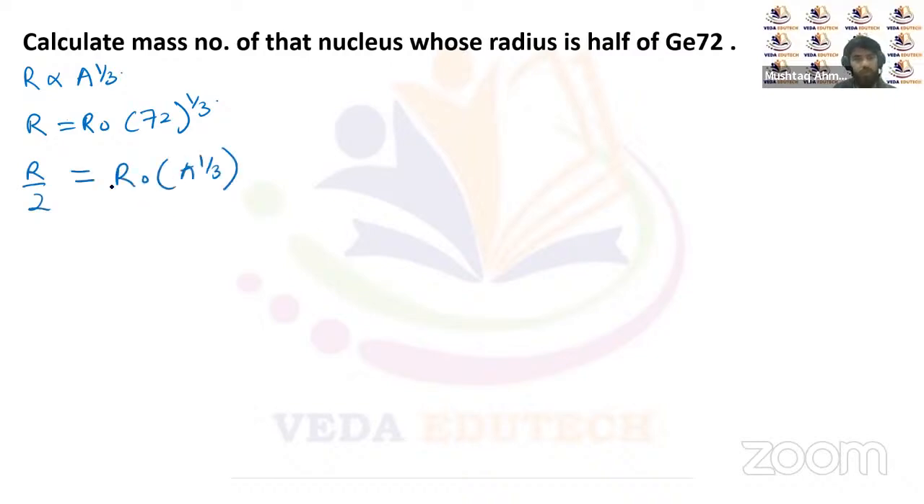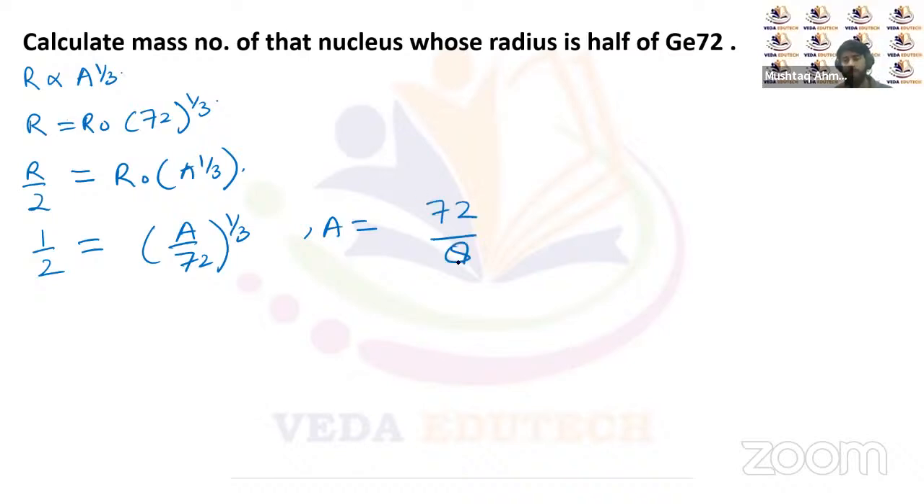8 to the power 1 upon 3. So if we divide them both, it will be equal to 1 by 2, a upon 72 raised to power 1 by 3, right? So the value of a will be equal to 72 upon 8, that will be equal to 9. So it means that the mass number of that nucleus whose radius is half of the radius of germanium 72 will be equal to 9, right?